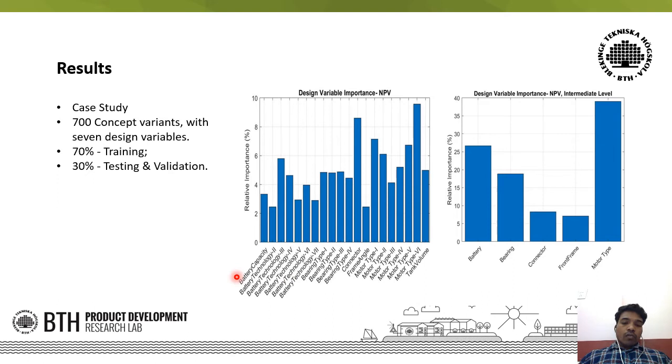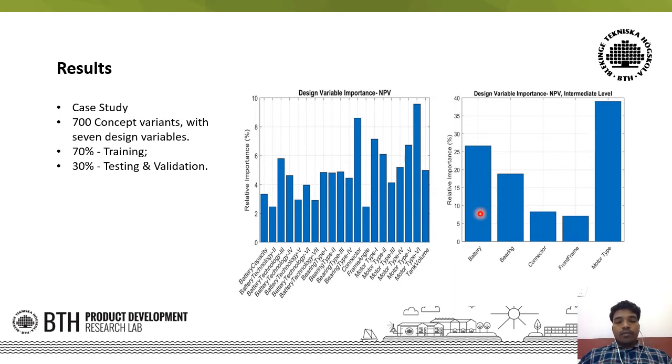Battery technology is a categorical variable which is transformed to continuous, resulting in battery technology 2, 3, 4, 5, 6, 7. Thereby, the battery capacity and battery technology are clustered to form battery variable at the intermediate level. Similarly, for bearing types, it forms bearing variable at the intermediate level, and types of motors are clustered to form motor type at the intermediate level, and frame angle and tank volume are clustered to form front frame, and the connector remains the same at both intermediate and component level.